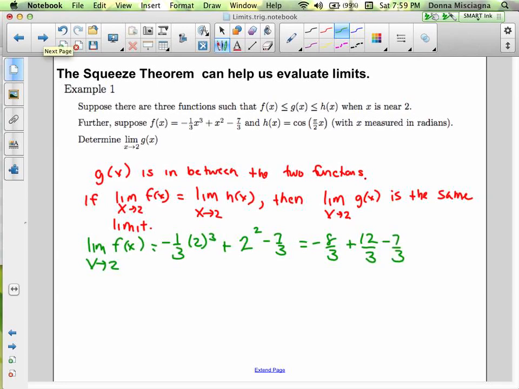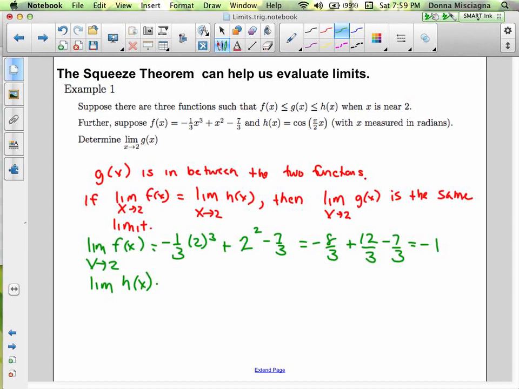All right, so that's going to give us 4/3 minus 7/3. That's a negative 1. All right, now let's find the limit of h of x. Notice, by the way, it doesn't matter which letters you use for which functions, so long as it's been stated that the function we're trying to find the limit of using the sandwich theorem is in between the other two. Sandwiched in between.